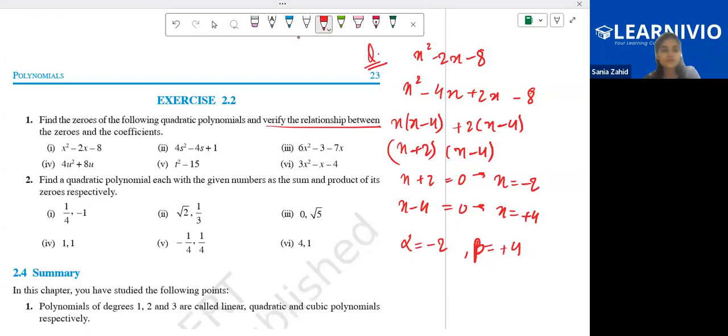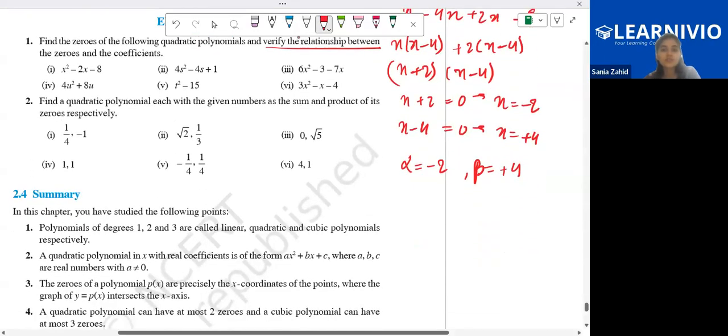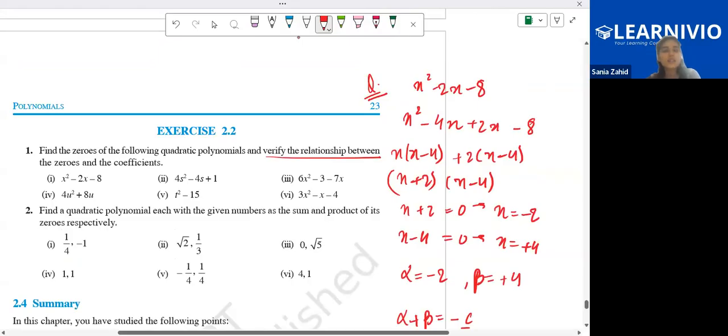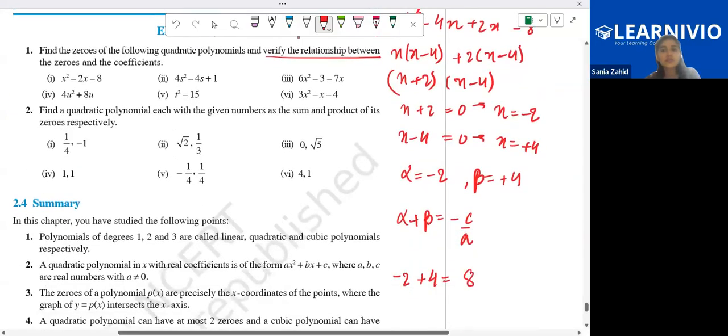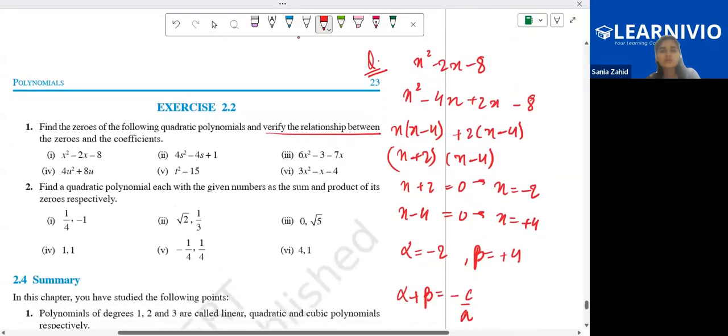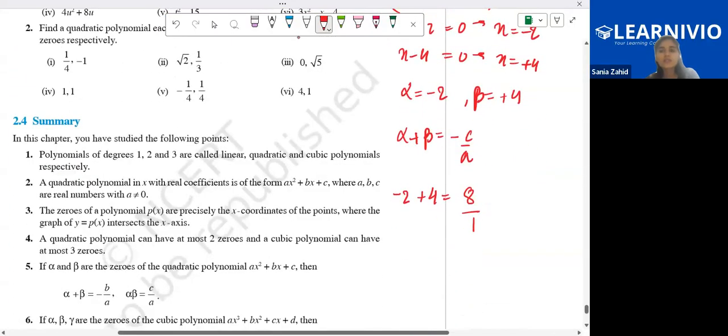Alpha into beta should be equal to c over a, and alpha plus beta should be equal to negative of b over a. Then alpha is 4 and beta is -2. Minus 2 plus 4 should give you minus b over a. And what is minus b? Minus b is 2, over 1. Minus b over a.